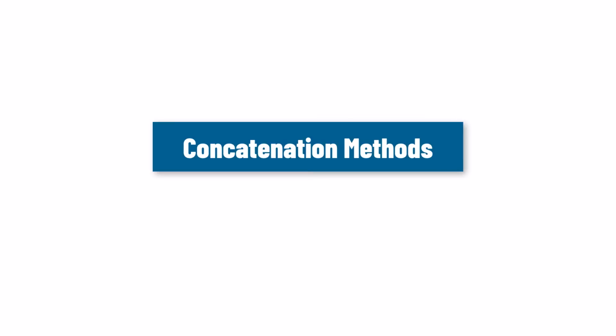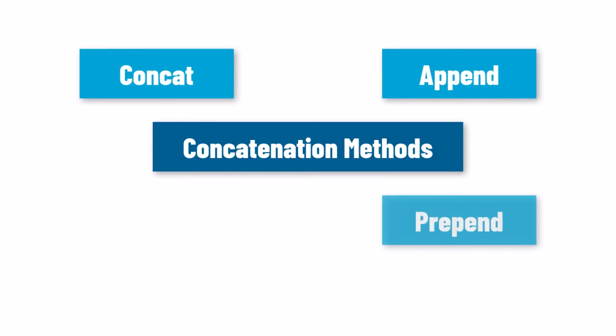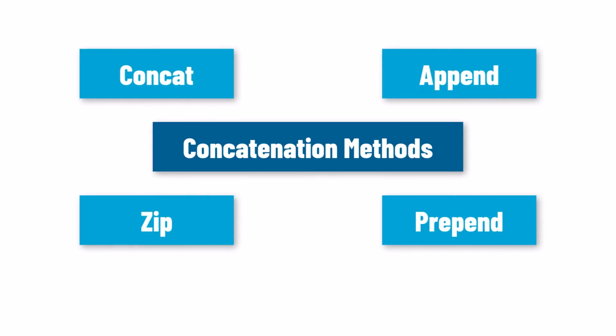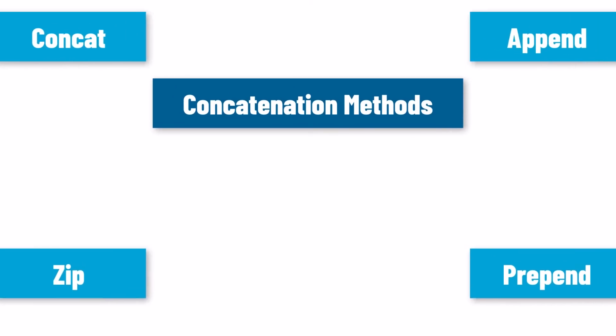Concatenation methods. There are 4 concatenation methods that can be used in a LINQ query. These are concat, append, prepend, and zip. In the next videos I will explain these methods. But before that, let's understand what concatenation means.